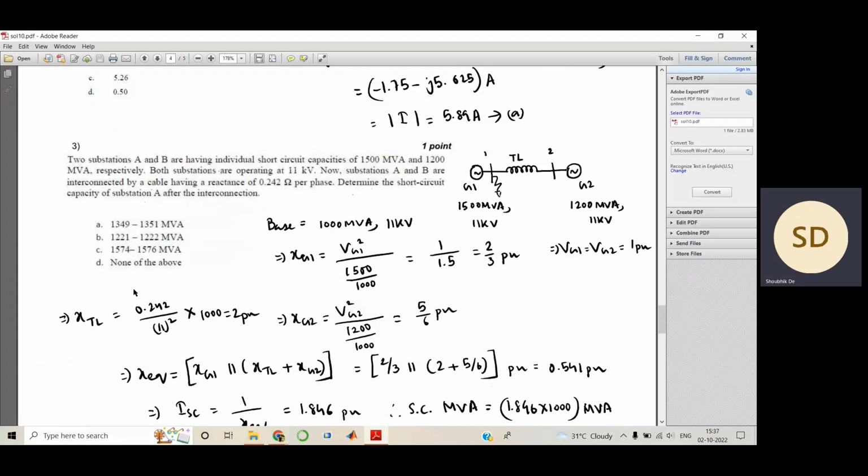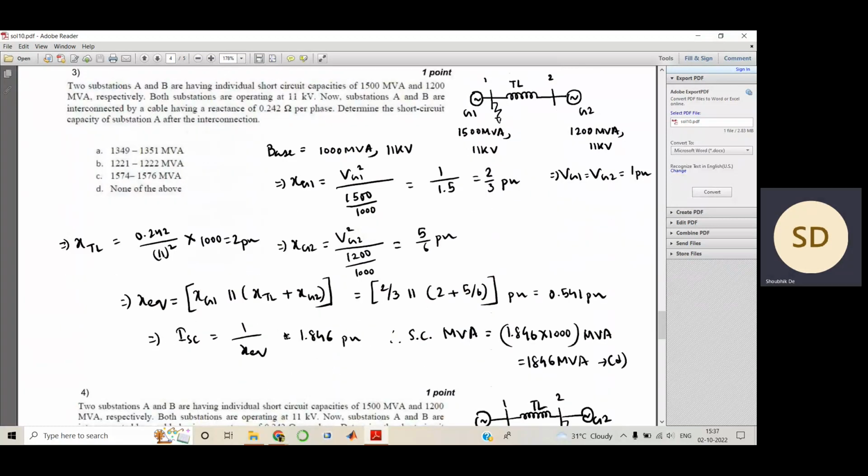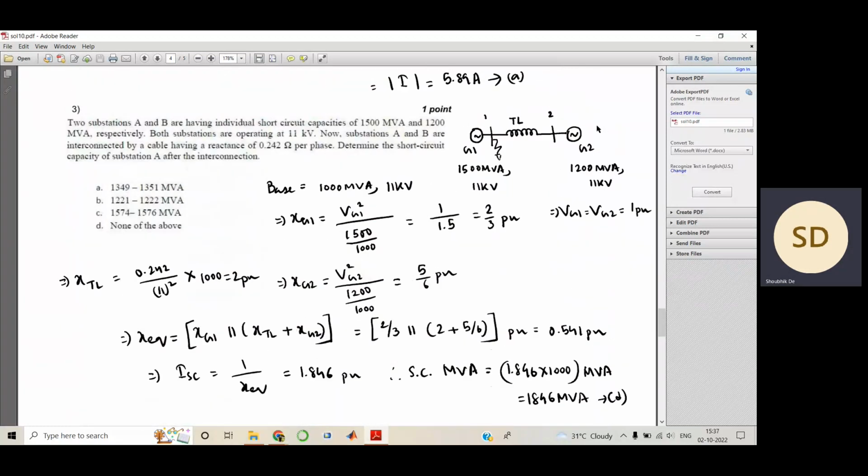Now in the same way, the transmission line reactance per phase was 0.242. So I calculate the reactance of the transmission line in per unit, which comes out to be 2 per unit. Now in this same way, I'm calculating the per unit reactance of generator 2, which comes out to be 5 by 6 per unit. So we now need to calculate the equivalent reactance. Now as you see, the fault occurred at this point, right?